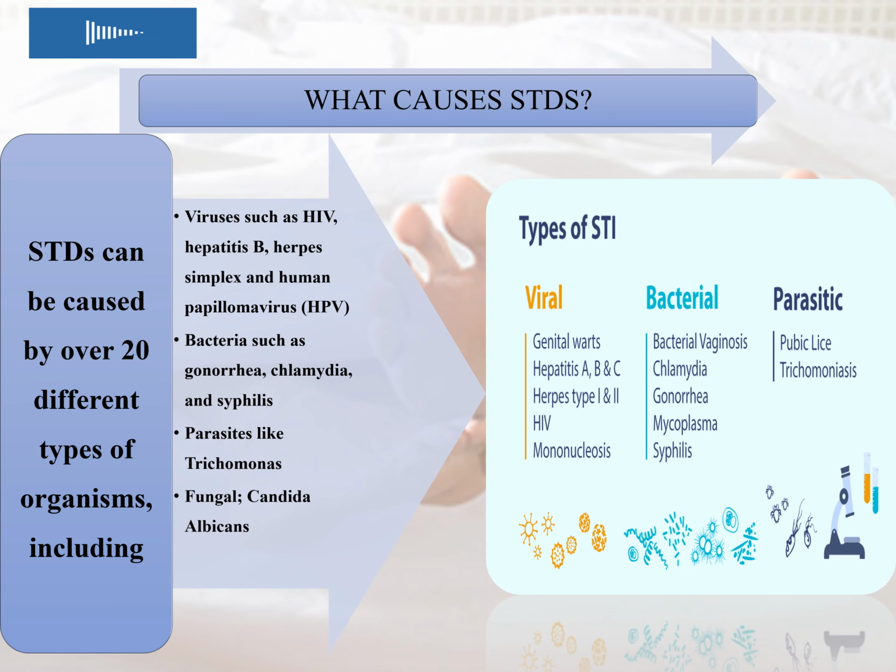Now let's look at what causes STDs. STDs can be caused by over 20 different types of organisms. First, we have viruses, and viruses cause infections such as HIV, hepatitis B, herpes simplex virus, and human papilloma virus. We have bacteria, and they cause infections such as gonorrhea, chlamydia, and syphilis. Another organism that causes STI are the parasites, which cause infections like trichomoniasis, and also fungal infections like candidiasis.